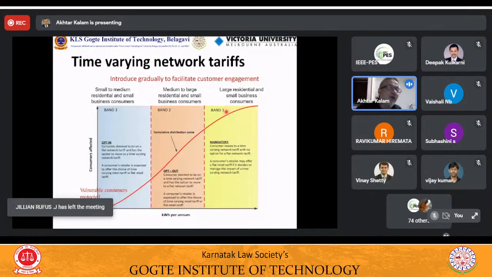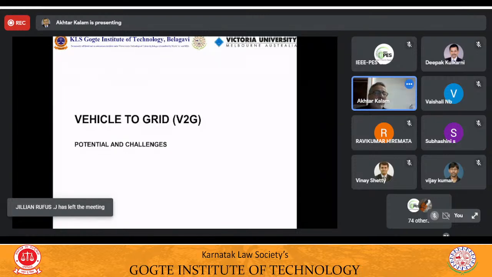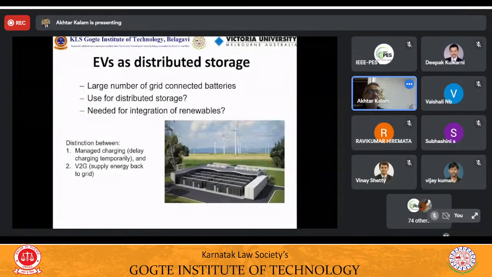Okay, now we go to the next topic, V2G. I was asked by Dr. Kulkarni to talk about vehicle to grid. Now, can I use electric vehicle as a distributed storage? That is a very good question, because there are a large number of grid connected batteries. Can we use this for distributed storage? Can we integrate this with renewables?